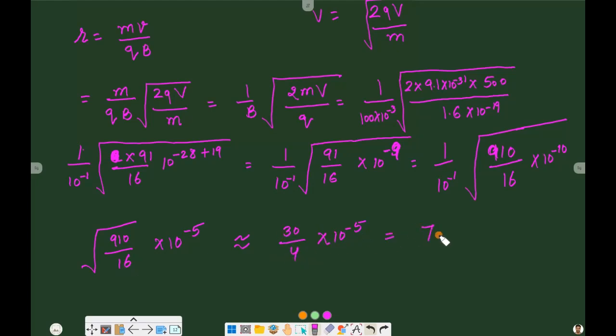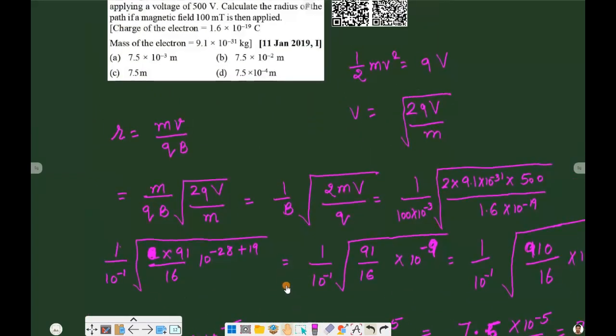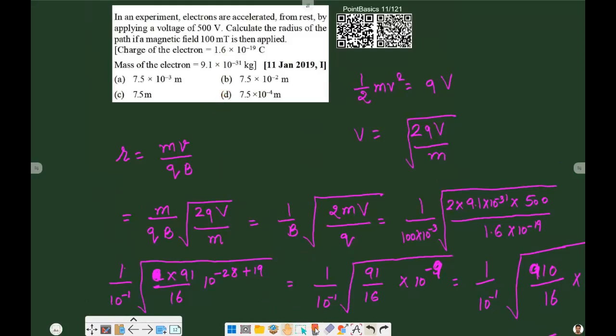And this will be 7.2, I think, 7.5 or something, into 10 raised to power minus 5. And yes, we have a 10 raised to power minus 1 with us here. So 10 raised to power minus 1, and we have a 10 raised to power minus 1 with us. So it will become something like 7.5 into 10 raised to power minus 4. And now comparing with the options, here it is, option D will be the right answer. Moving to the next one.